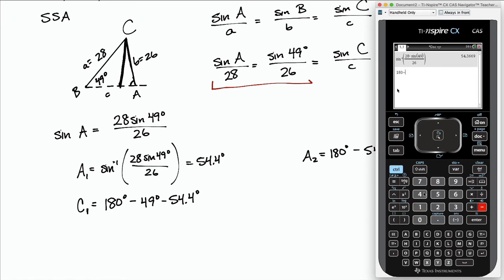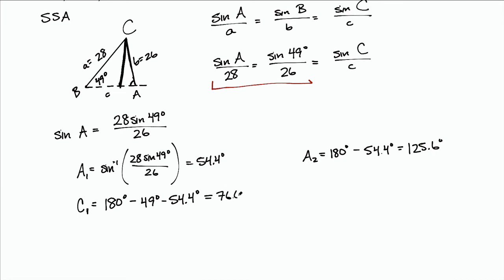180 minus 49 minus 54.4. And we get 76.6 degrees.